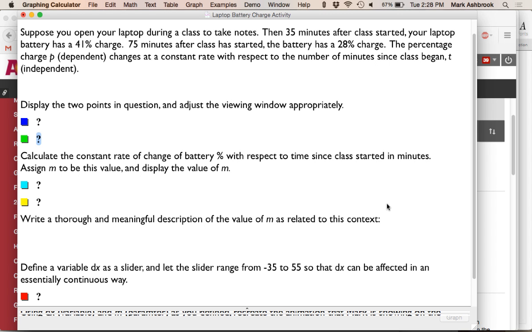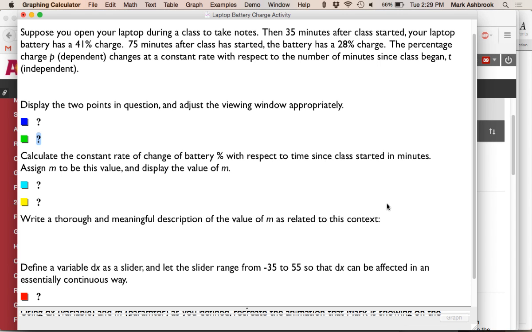Okay, so suppose you open your laptop during class, take notes. 35 minutes after class started, your laptop battery had a 41% charge. 75 minutes after class started, the battery had a 28% charge. The percentage charge changes at a constant rate with respect to the number of minutes since class began, and we'll call those variables P and T.